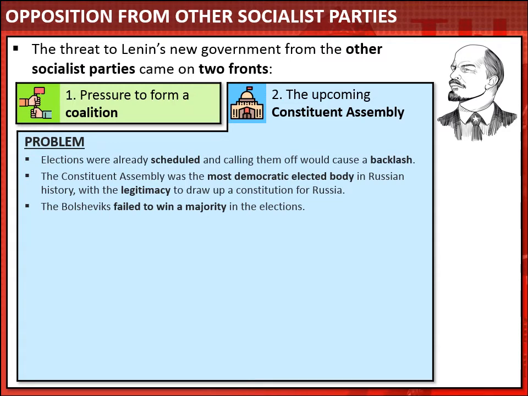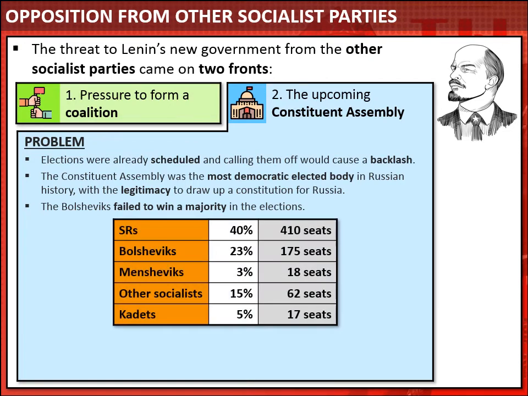The new Bolshevik government felt threatened by the Constituent Assembly. It was the most democratic elected body in Russian history, and it would have the legitimacy or authority to draw up a new constitution and government for Russia. And the Bolsheviks knew very well that they were unlikely to win a majority in that Constituent Assembly, and they were proved correct on this. When the results were counted, the Bolsheviks failed to win the elections.